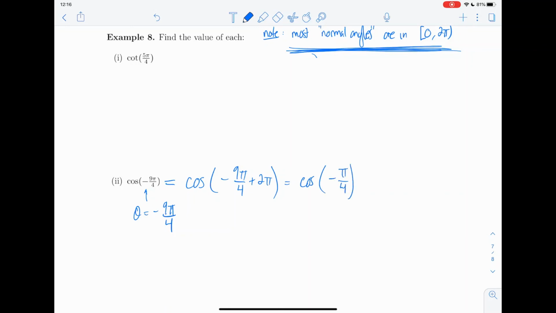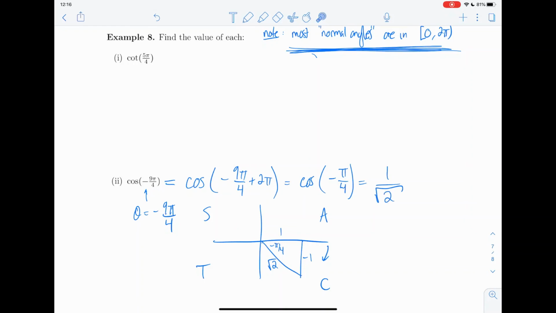Now that is an angle I can actually draw. I know that it's going to be negative, so we're going to go clockwise. There's pi over 4 in the clockwise direction. That's negative pi over 4. We have ASTC. That's a 45-degree angle. So this is going to be a 1, a negative 1, and a square root of 2. So the cosine of that is going to be adjacent over hypotenuse. This is going to be 1 over square root of 2.